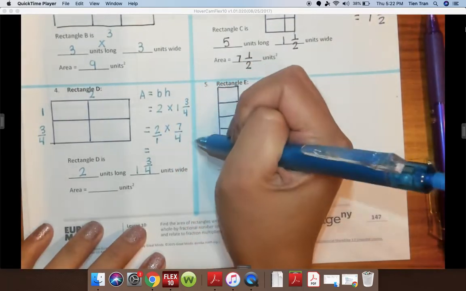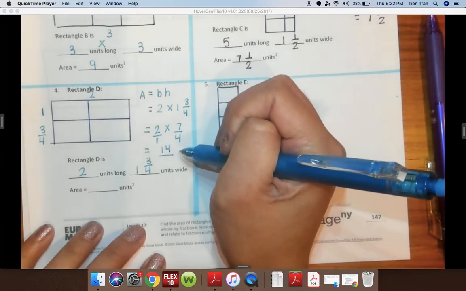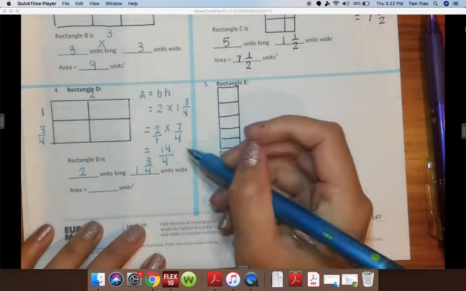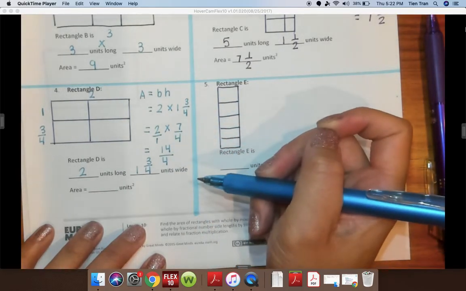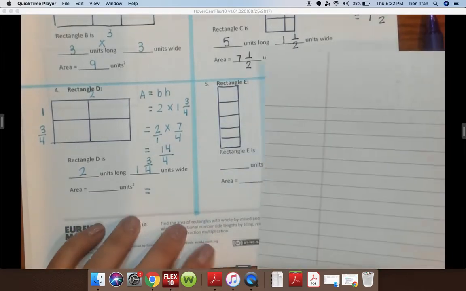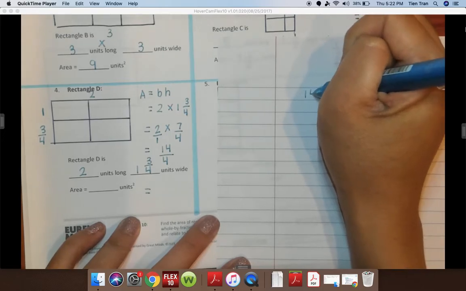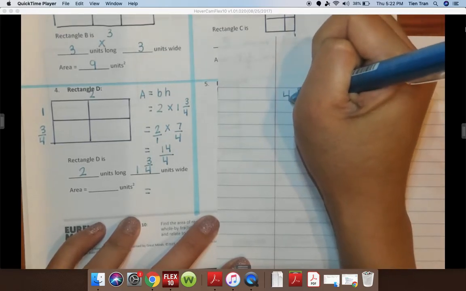So 2 times 7 is equal to 14, and 1 times 4 is equal to 4. So I have 14 divided by 4, okay? Now I'm not quite done because I need to make sure that I divide that correctly. So I'm going to write that down. I have 14 divided by 4.